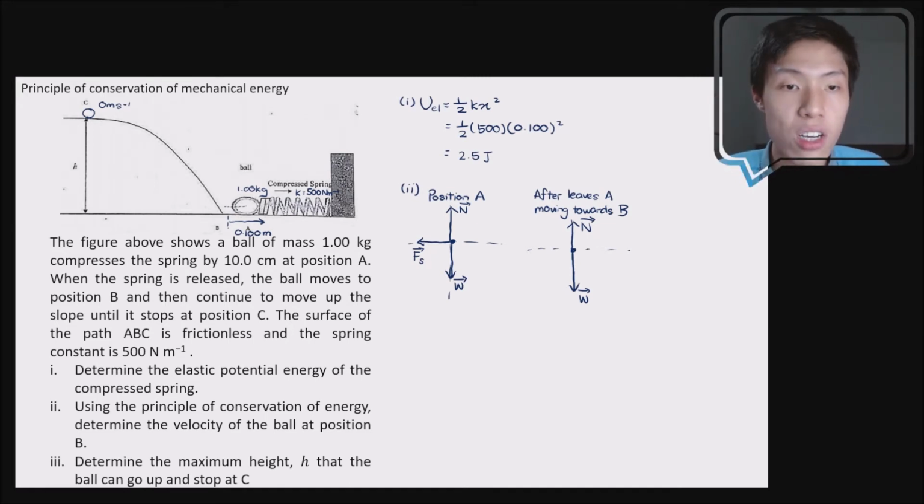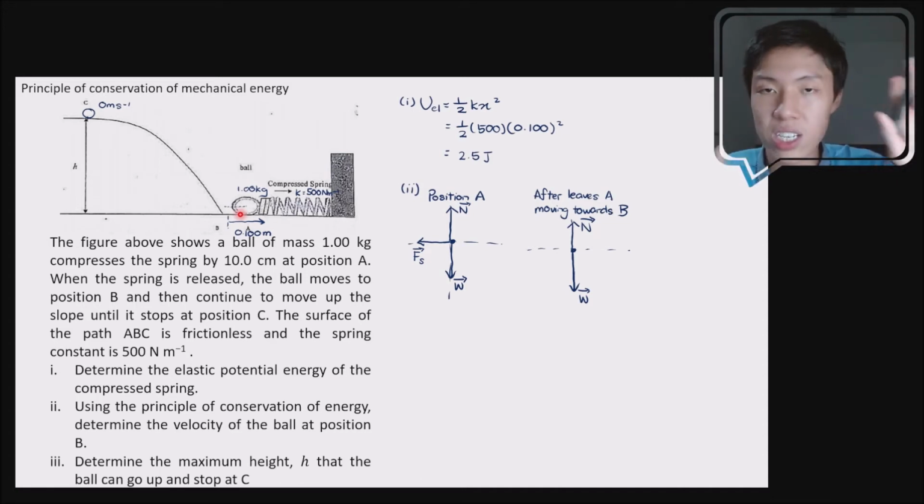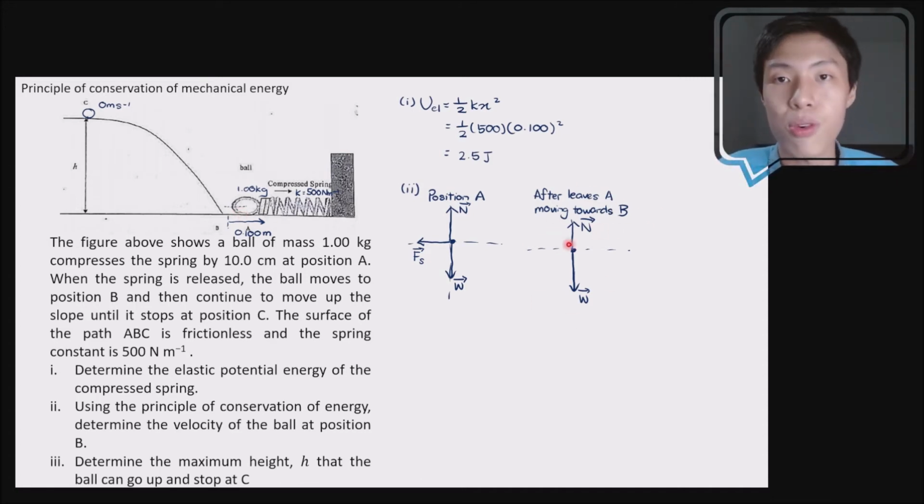Is there any contact of the ball, if anything, during its journey from A to B? Well, the ball is just touching the ground. It's no longer touching the spring, touching nothing else. So this is the free body diagram for the ball on its journey, leaving A, moving towards B. That's all. Just weight and normal.